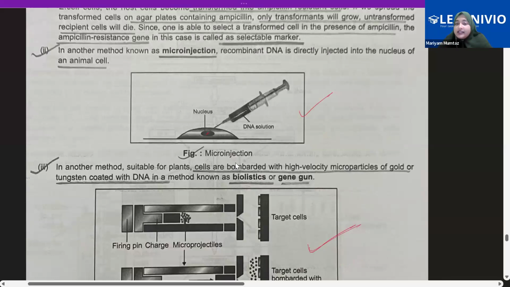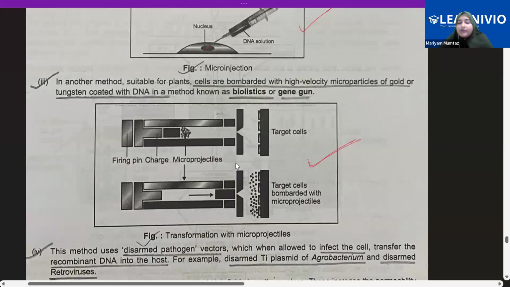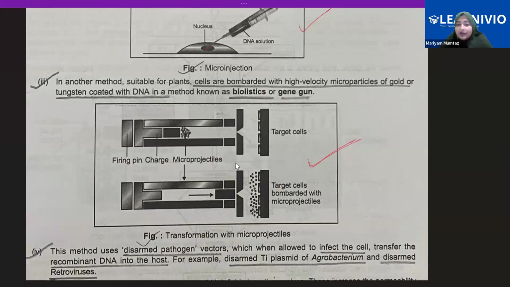Another method is biolistics, which is particularly for plant cells mostly. What we do here, we take high velocity microparticles of gold or tungsten, and then we bombard the cells with it, right? This is called biolistics. You call it a gene gun.